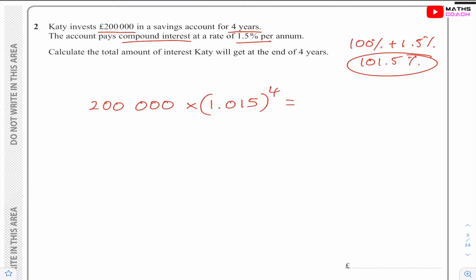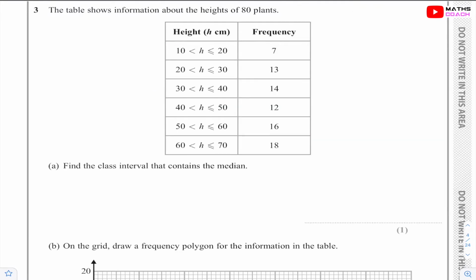And that gives us, you could put this straight into your calculator and make sure you round to 2 decimal places. You get £212,272.71. And that is the amount that you get at the end of 4 years. On to question number 3.